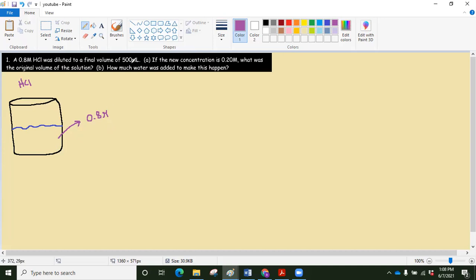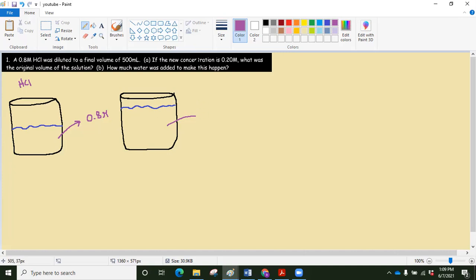Processing the question further, it says that this particular solution was diluted to a final volume of 500 milliliters. So this is the first situation, and the second situation states that we've diluted it, essentially adding more water to this solution. Of course, if you add more water, the concentration of HCl would decrease, and the molarity would have to correspond to that.